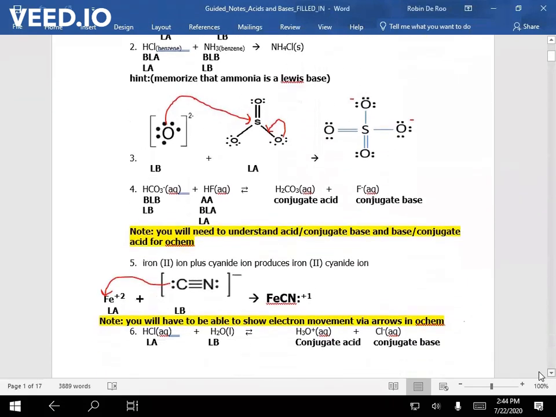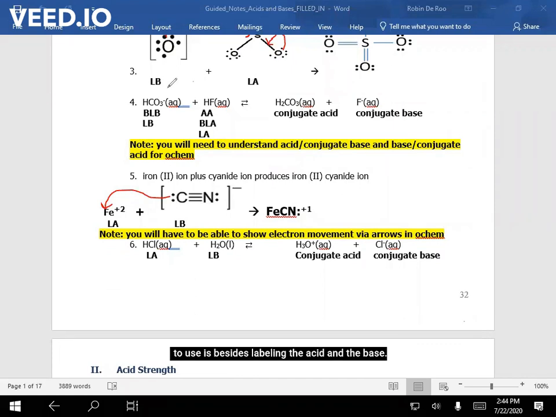So some terminology that we are going to have to be able to use is, besides labeling the acid and the base, so in this case we've labeled our base and we've labeled the hydrofluoric acid as our acid. It's in equilibrium. So our base is paired up with a conjugate acid. So this is our conjugate acid, and our acid is paired up with the conjugate base. So this is our conjugate base. So you want to really understand about the acid conjugate base and the base conjugate acid, not only for this class, but also for organic chemistry.